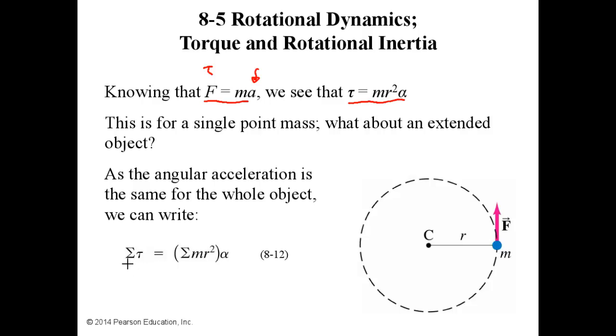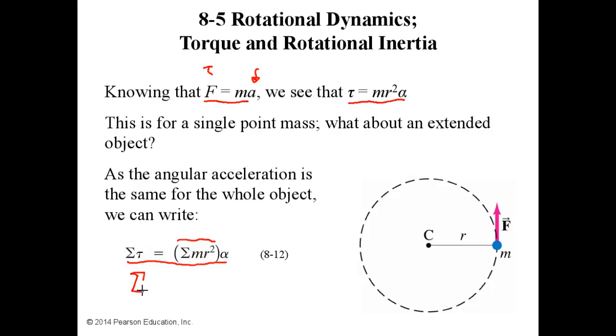So we're going to write Newton's second law to be the sum of the torques is going to be equal to the sum of the mass times radius multiplied by the angular acceleration. If I go ahead and call this a different type of mass, I'm going to call it the rotational mass and talk about it on the next slide.